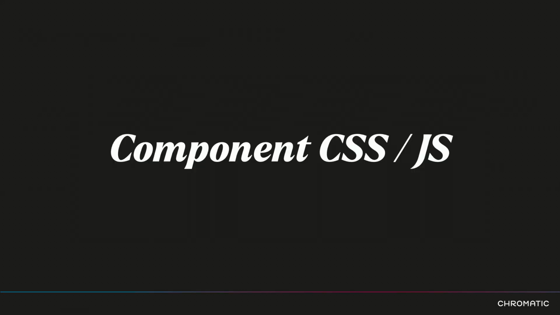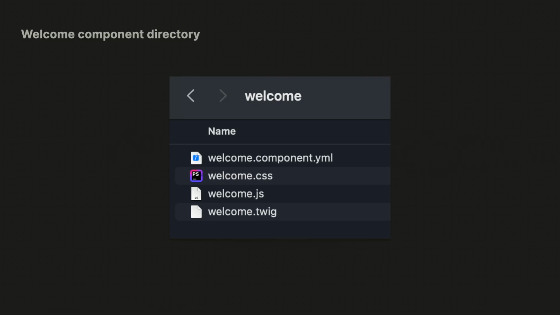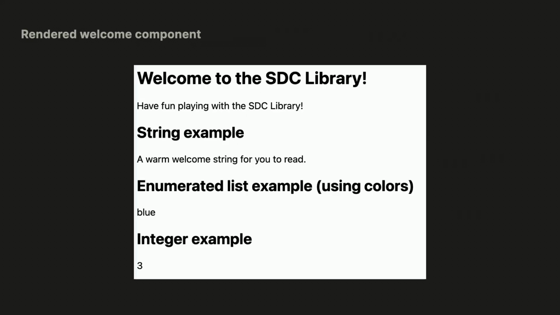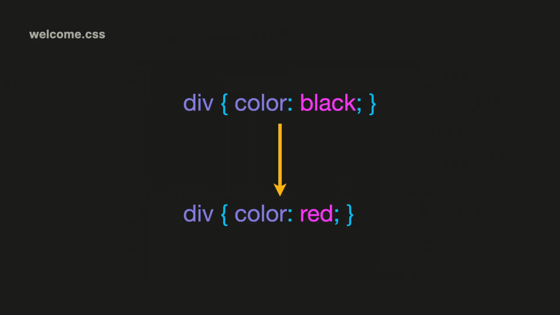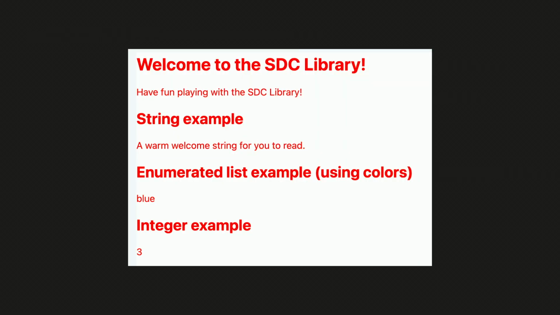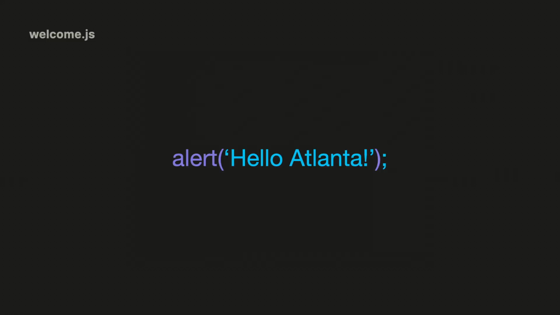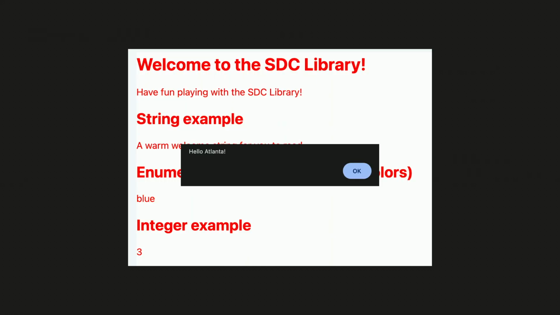Okay, and we'll just quickly go through the optional files. So we have the welcome.css and the welcome.js. So I remind you again that the text for my welcome component is black. If I were to edit the CSS file and change it from black to red, sure enough, it turns red. And the same goes for JavaScript. If I add a JavaScript file with an alert saying hello Atlanta, it will then render.